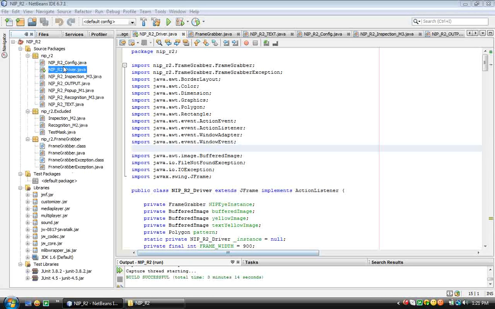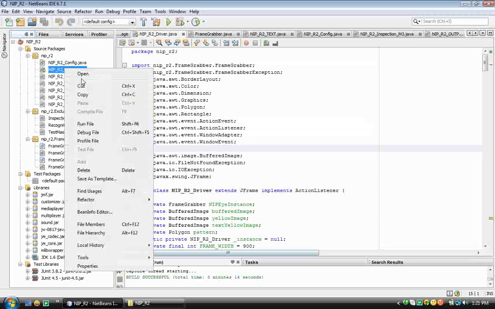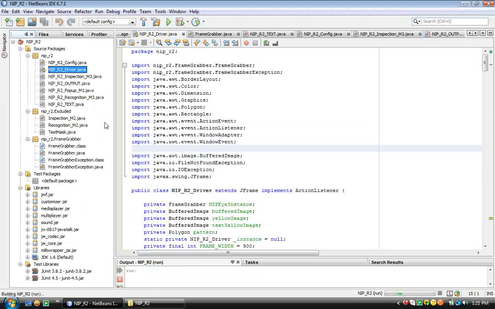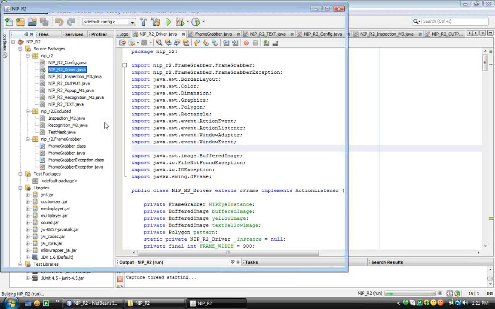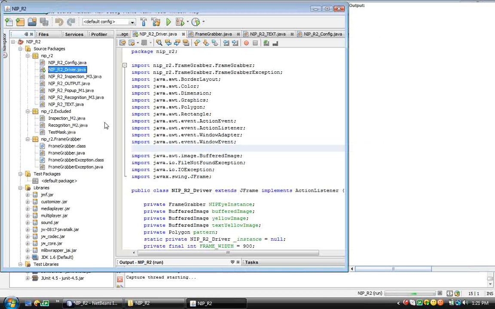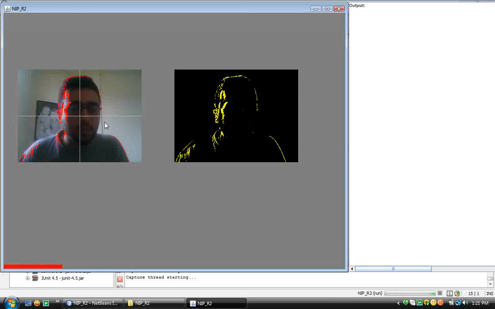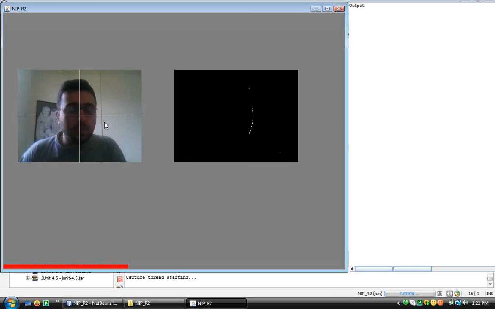Here I execute the application, and at the beginning we have a regulation period. This means the webcam tries to regulate itself and the picture that it captures to the lighting of the environment, so capturing the images and understanding objects becomes more accurate.